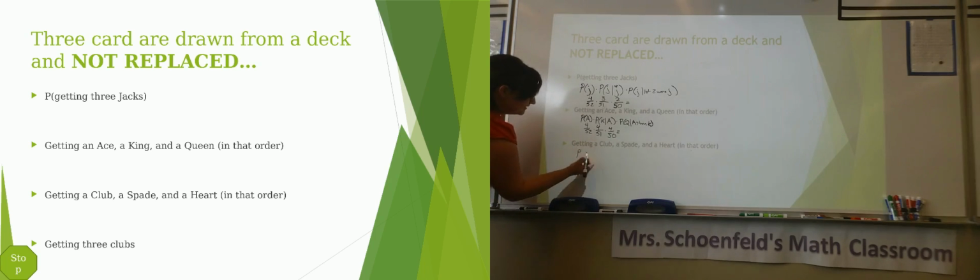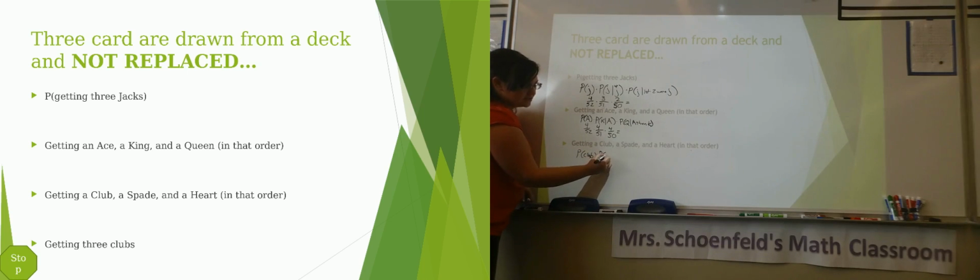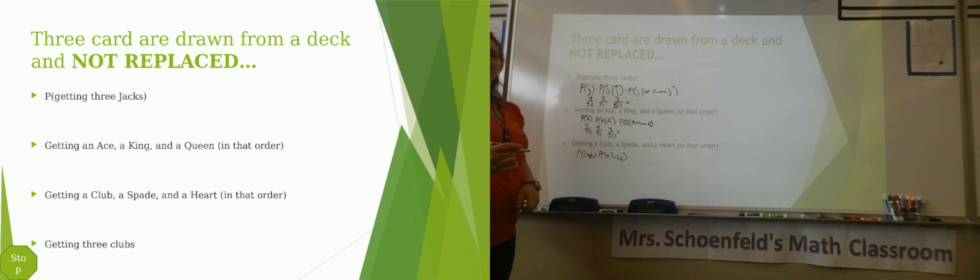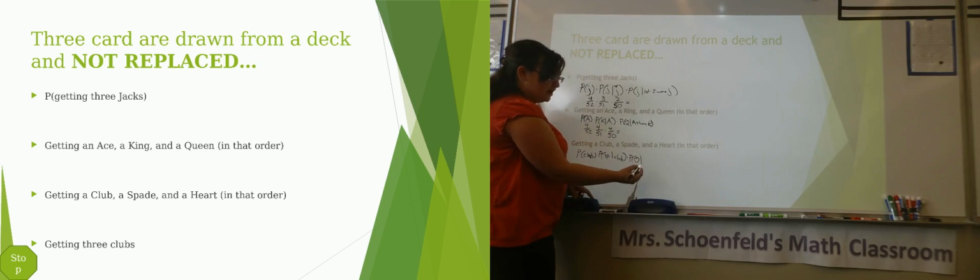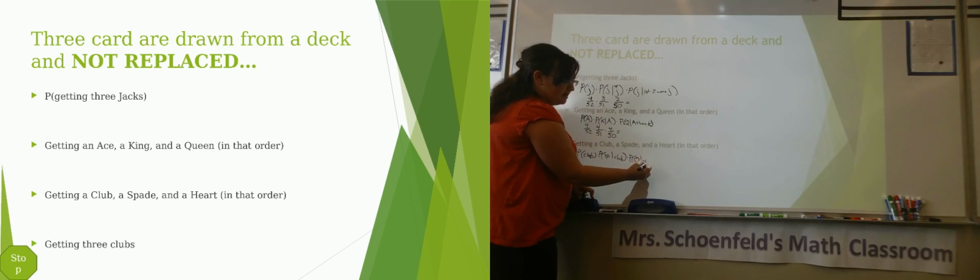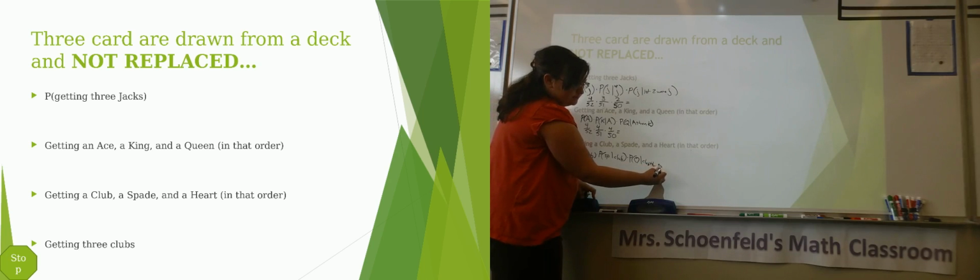Getting a club. So we're going to do the probability of getting a club, then times the probability of getting a spade, given that I already got a club. The probability I can at least draw a heart. I can't draw all the other ones, given that I already had a club, then spade.